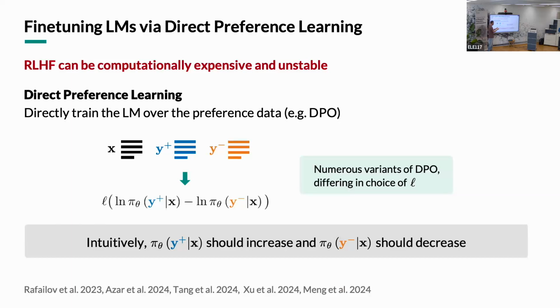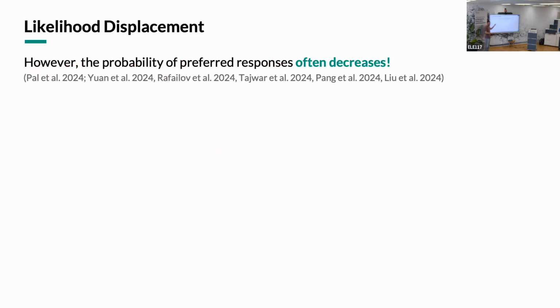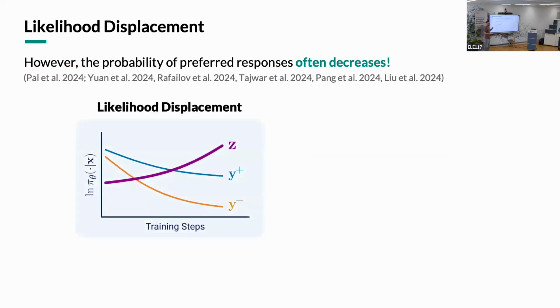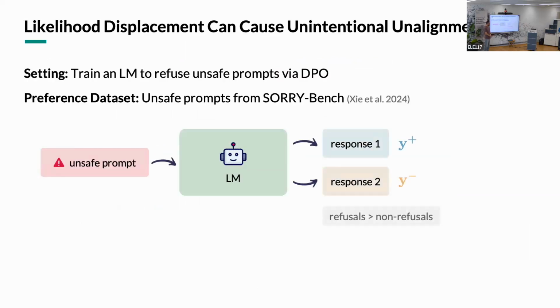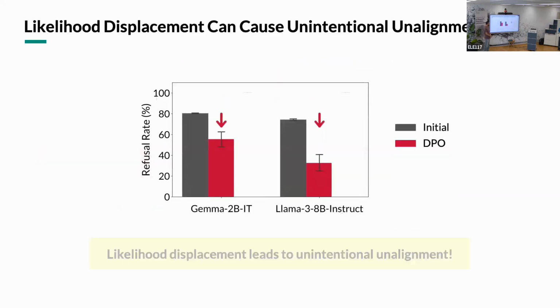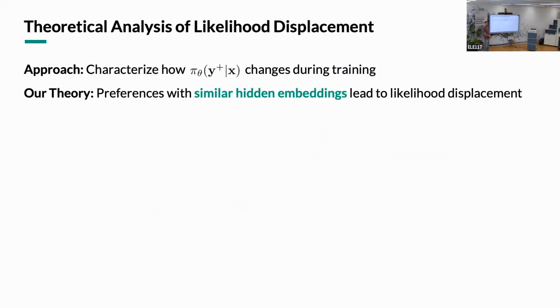And this is why you have the inner product between y plus and y minus, and y plus with itself. So the theory here is quite simple. It's just straightforward looking at the gradient and seeing when a gradient step will lead to a decrease in the probability of y plus. Are there any questions perhaps?